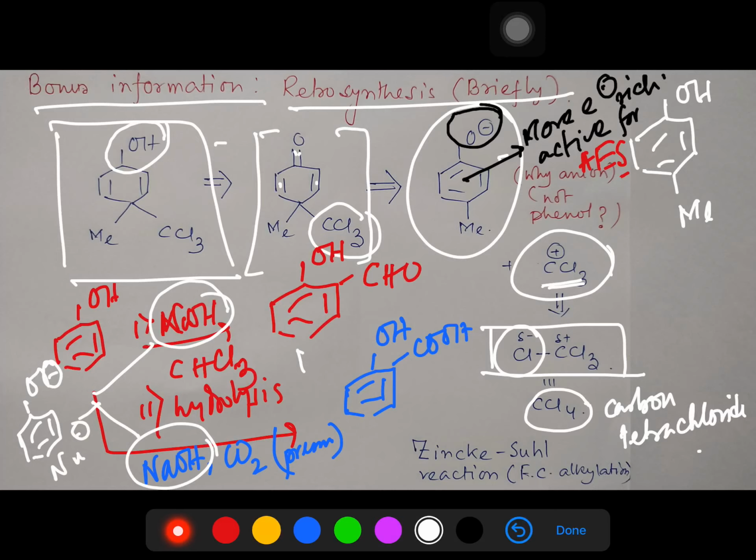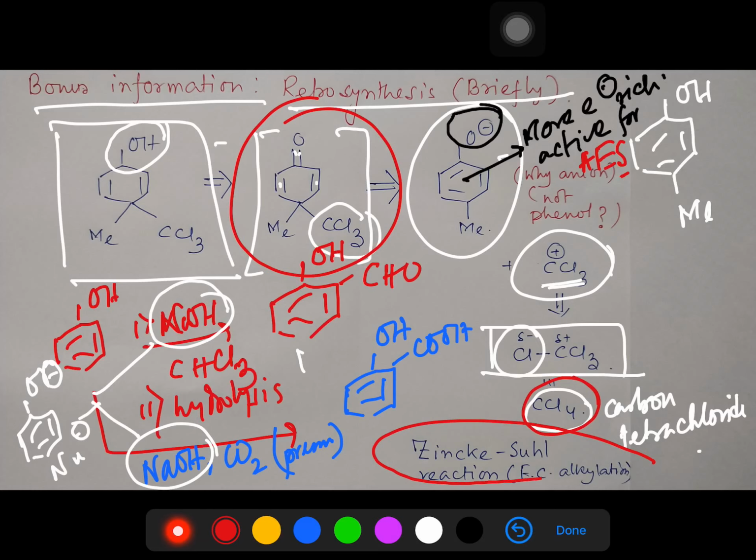And another interesting thing, by the way, let me tell you very briefly about the forward step. First of all, if you take phenol, base and carbon tetrachloride, it results in the formation of this compound, and this reaction is named the Zincke-Suhl reaction. You may consider it a Friedel-Crafts alkylation type reaction. And after that, selective reduction of this ketone group results in this alcohol. You may consider Luche reduction, those methods which can selectively reduce this alpha-beta unsaturated carbonyl compound into the corresponding allyl alcohol. So this is the end of this discussion.